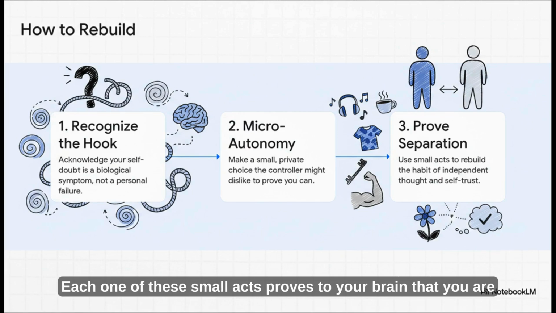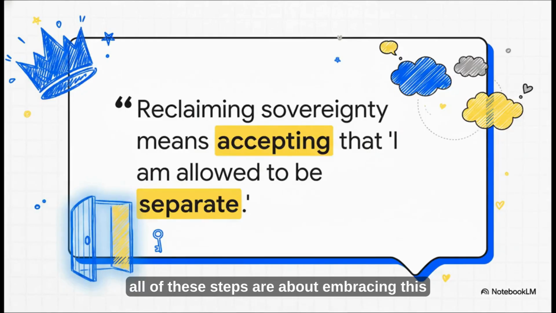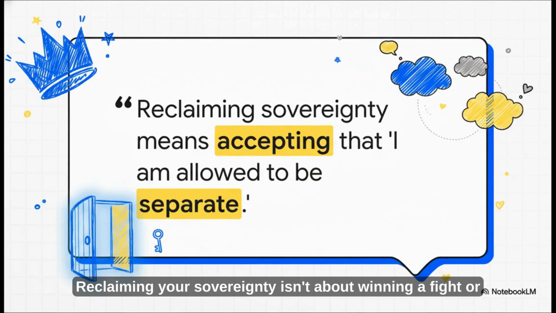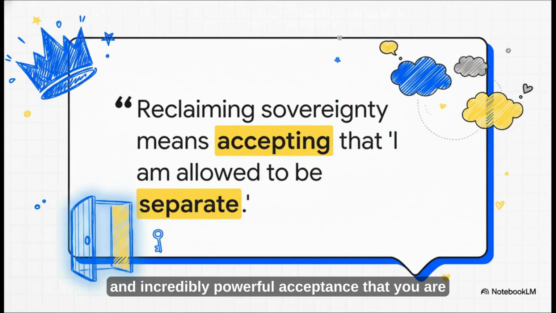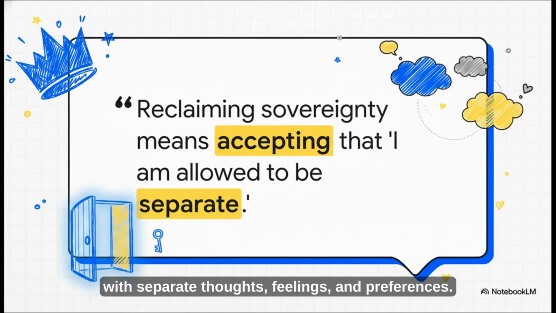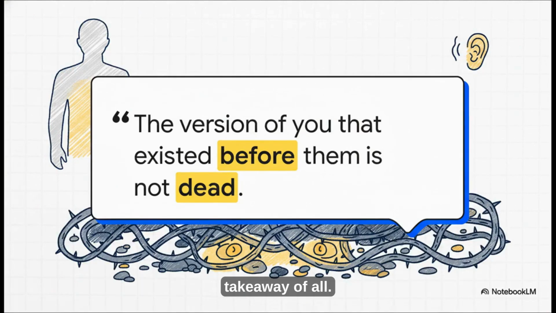Each one of these small acts proves to your brain that you are a separate entity, and it rebuilds that atrophied muscle of independent thought. And ultimately, all of these steps are about embracing this one foundational belief. Reclaiming your sovereignty isn't about winning a fight or proving them wrong. It's about giving yourself permission. The simple, radical, and incredibly powerful acceptance that you are allowed to be a separate person with separate thoughts, feelings, and preferences.